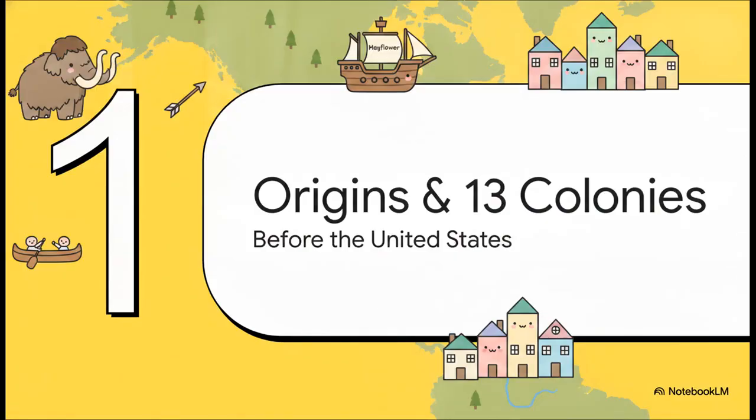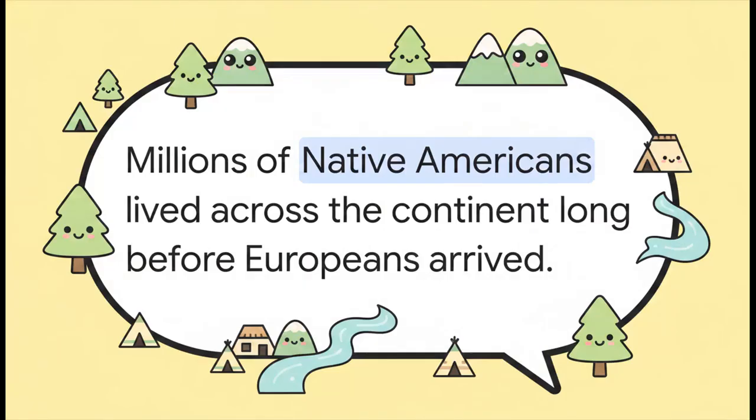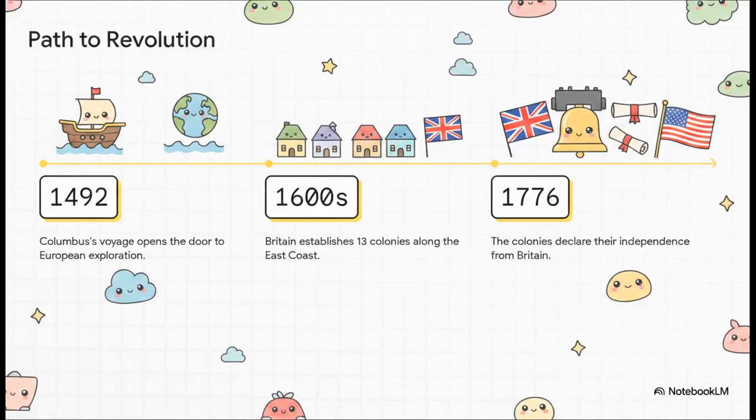Part 1. Origins and 13 colonies before the United States. Long before any European explorers showed up, this vast landmass was already home to millions of Native Americans. There were deeply established populations, thousands of distinct cultures, and highly complex societies speaking hundreds of different languages from coast to coast. This rich, deep-rooted human history existed way before the idea of America as a nation ever crossed anyone's mind. So when does the paradigm shift?